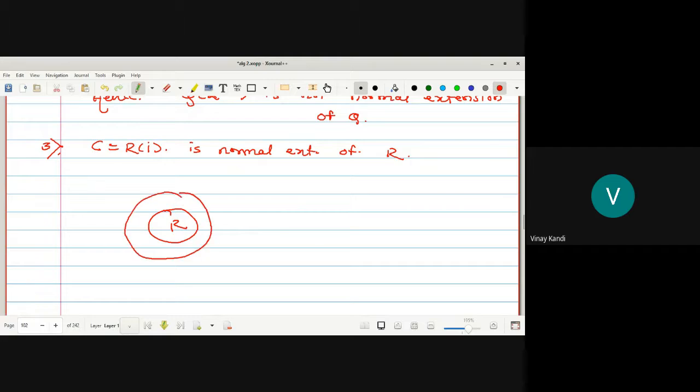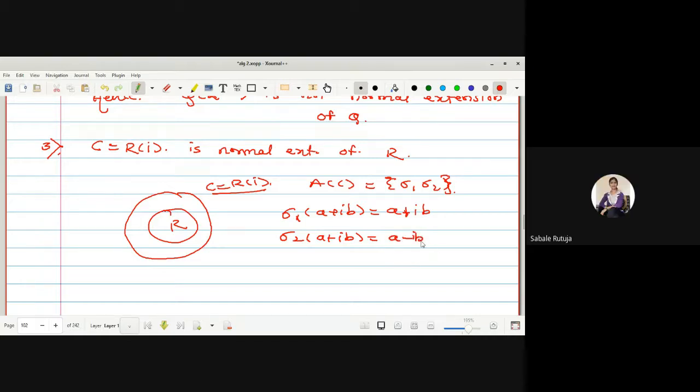How many automorphisms are there on C? Sigma 1 and sigma 2. Okay, there are two automorphisms. What is your sigma 1? Sigma 1 of A plus iB is equal to A plus iB. Sigma 2 of A plus iB is equal to A minus iB. So G(C/R), which is equal to {sigma 1, sigma 2}.